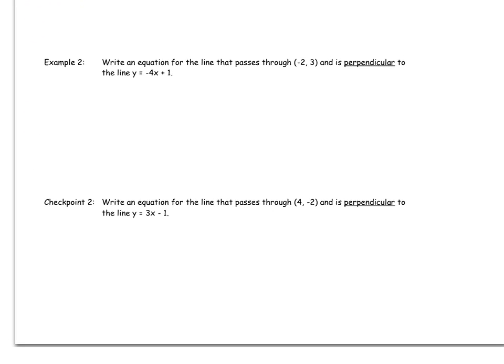If I look at example 2, it says now perpendicular. And we know that perpendicular is an opposite reciprocal slope. So I look at my equation, -4x plus 1. I know that -4 is the original slope, so for a perpendicular slope, I'm going to write this shorthand for perpendicular, I take it and make it the opposite, so a +4, and then I flip it for the reciprocal of 1/4. So it's a +1/4.